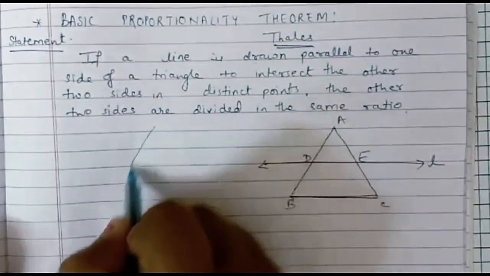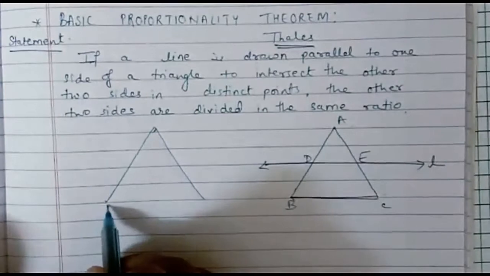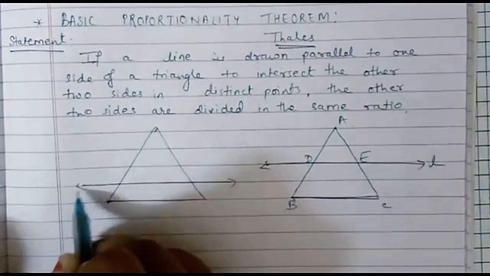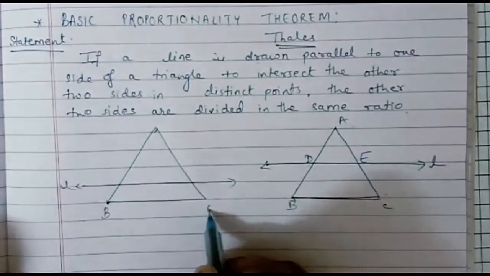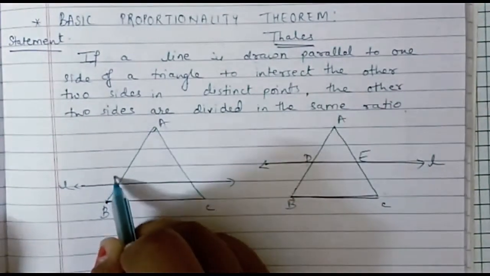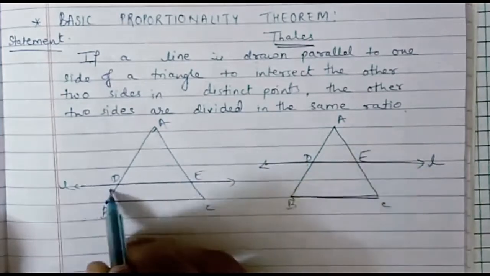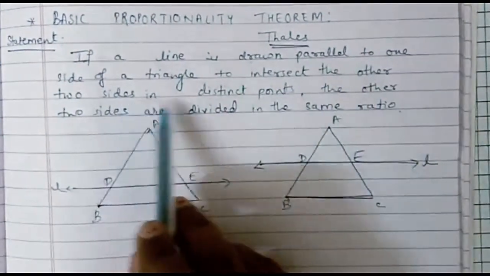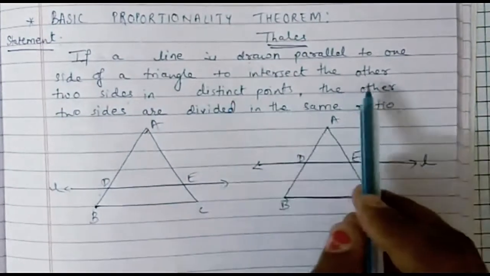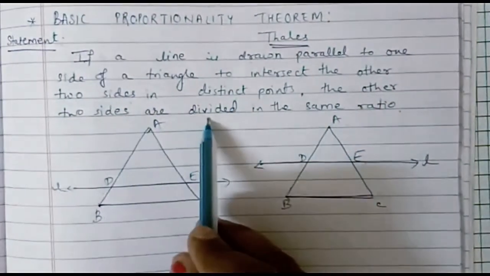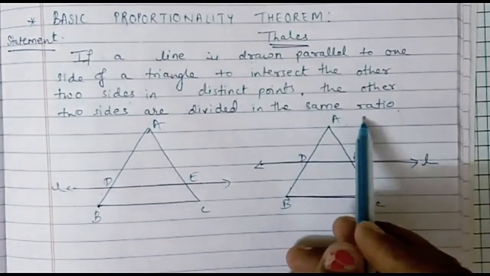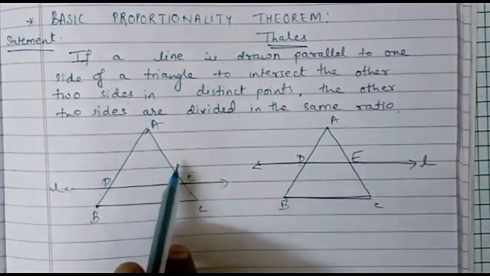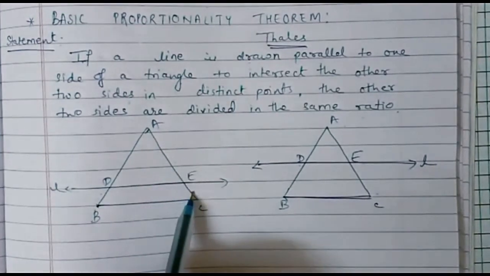You can draw the same figure in this way also. You can draw line L little closer to BC. So this figure shows you the clear concept that D and E are not the midpoints, right? So to intersect the other two sides in two distinct points, then the other two sides are divided in the same ratio. That means the ratio of AD is to BD will be same as AE is to EC.